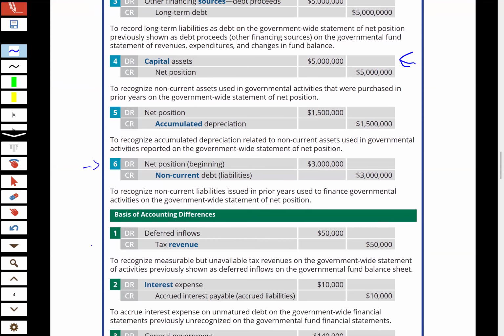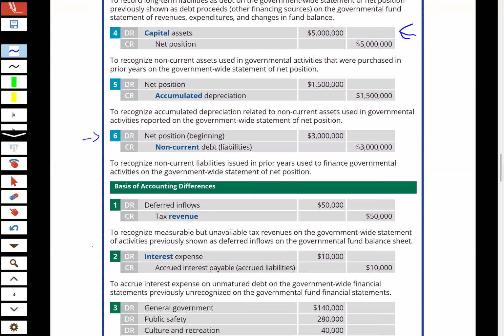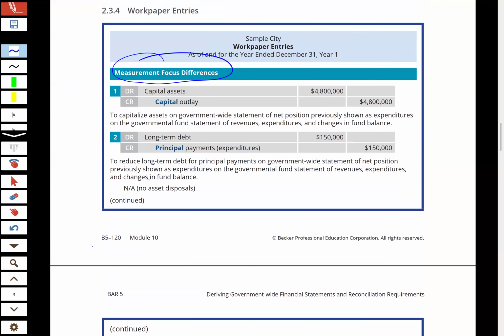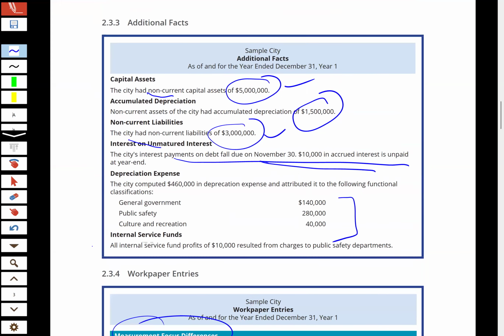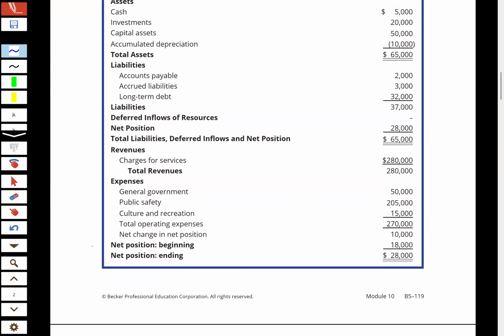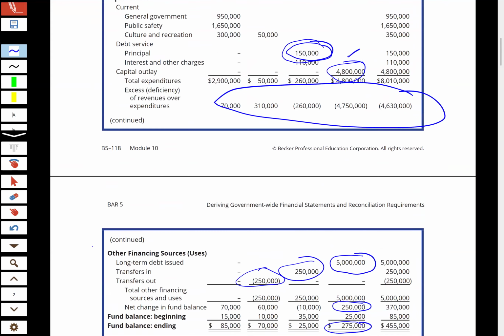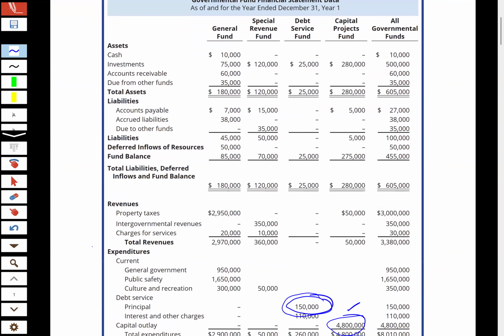Now, this one, I thought to call Tom and ask him, how are we supposed to know that there was a difference between how the revenue was accounted for at the fund level versus the government-wide level? And on the fund balance sheet, they do show a deferred inflow of 50,000.